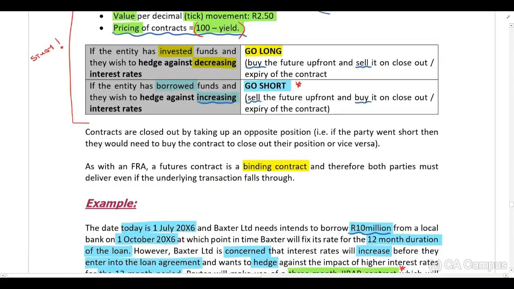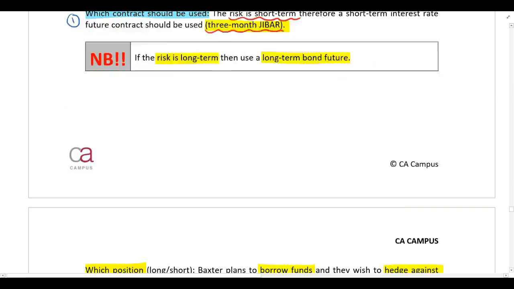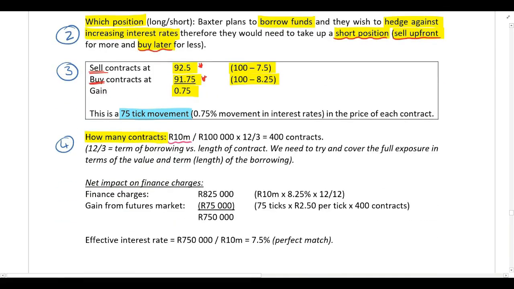And we also know that because futures contracts are traded on the derivative market of the JSE, they are going to come in a standard contract size, and my standard contract size is 100,000 Rand. So we take the full loan amount of 10 million Rand, we divide by 100,000 Rand, and that is going to give me 100 contracts.